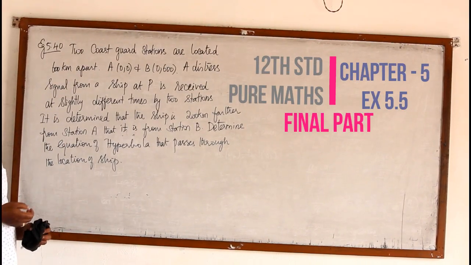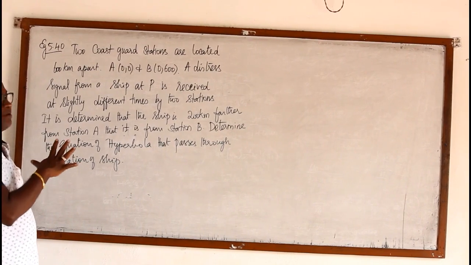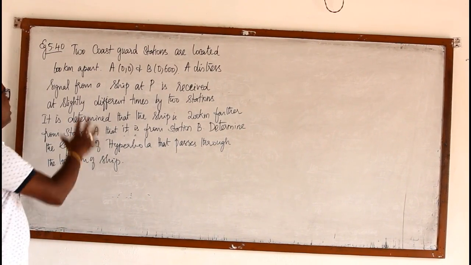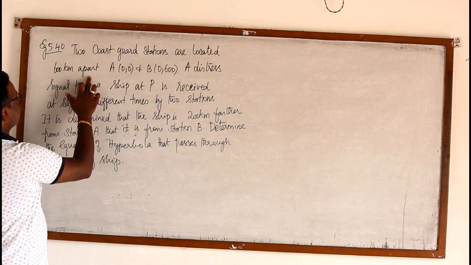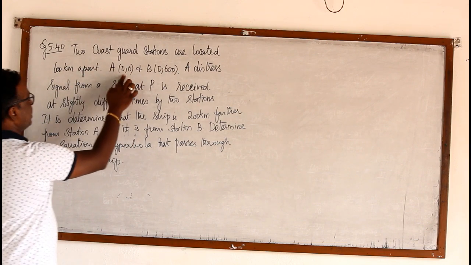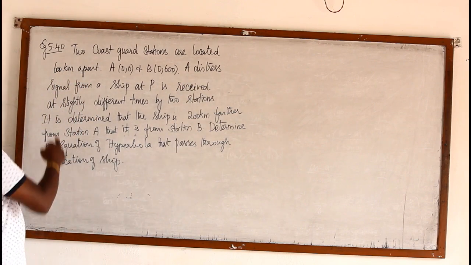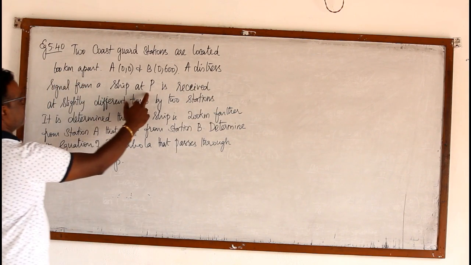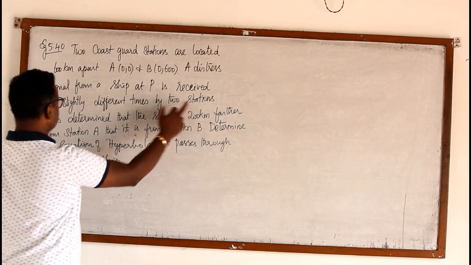Now we shall do the problems only on hyperbola. That means we shall do problems which are based on the hyperbola curves. Two coast guard stations are located 600 km apart. A is at (0, 0) and B is at (0, 600). A distress signal from a ship at P is received at slightly different times by the two stations.